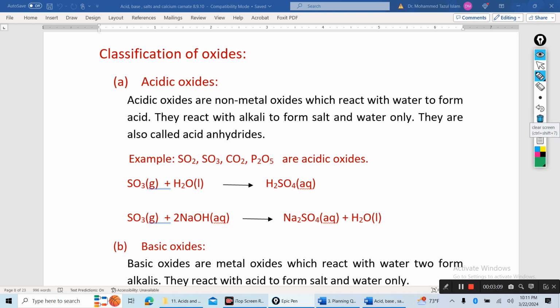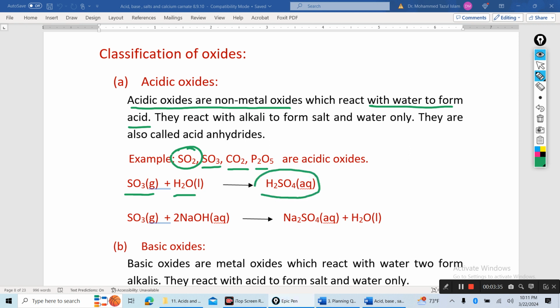So you learn first point, acidic oxides are non-metal oxide. Second important point, acidic oxides react with water to form acid. Acidic oxides are all non-metal oxide. Non-metal oxides are acidic oxide, and acidic oxide reacts with water to produce acid. And acidic oxide reacts with alkali to produce salt and water.